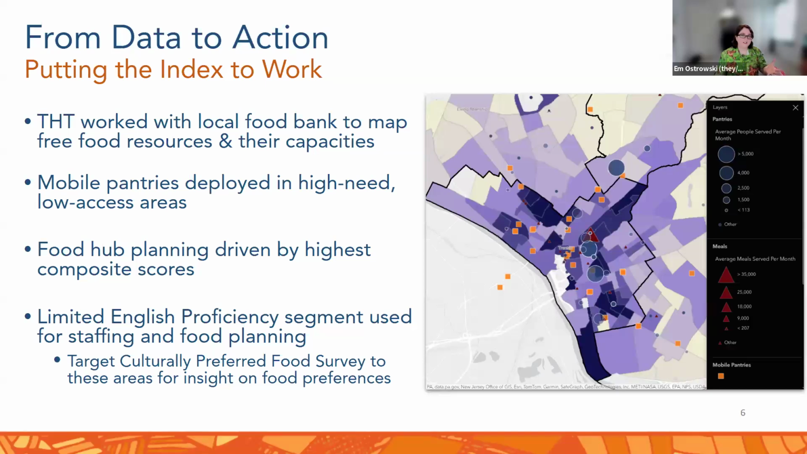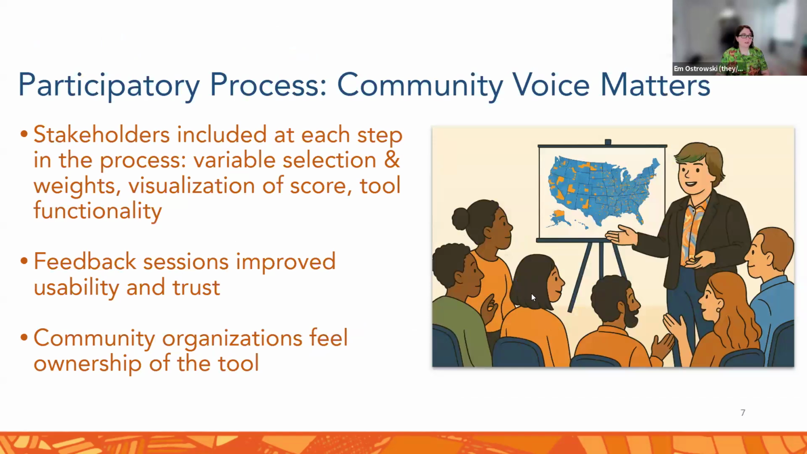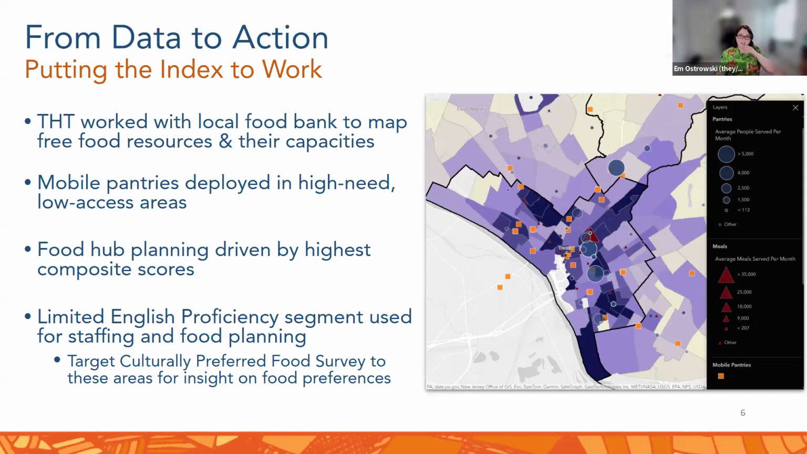From data to action, here's an example of how the tool moved from map to impact. We worked with the local food banks to map every free food site, what they offer, their hours, capacity. And then when we overlaid the index, we immediately saw gaps, places in high need, but no nearby services. So let me pull this up.